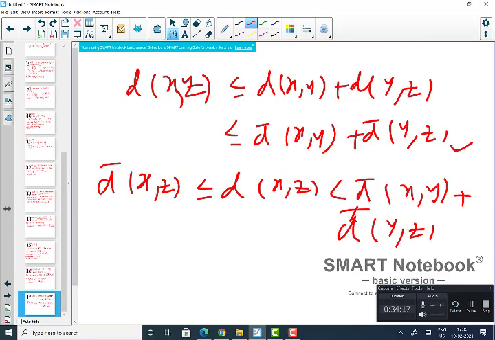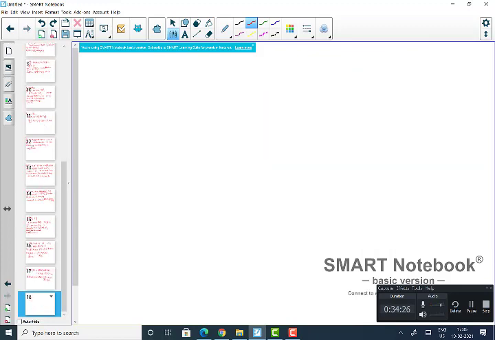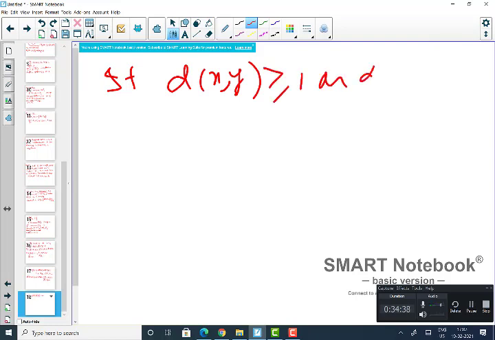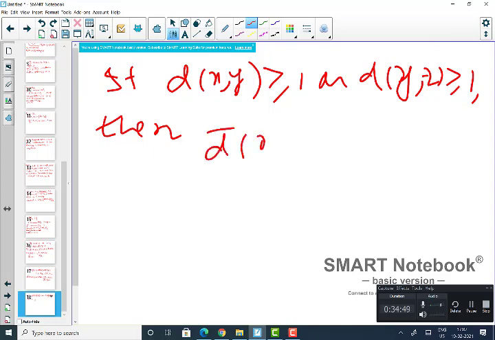Now what happens if at least one is bigger than or equal to 1? Then also it is obvious, because if d of x y is greater than or equal to 1 or d of y z is greater than or equal to 1, then this is true, because d bar of x z cannot be more than 1, right?